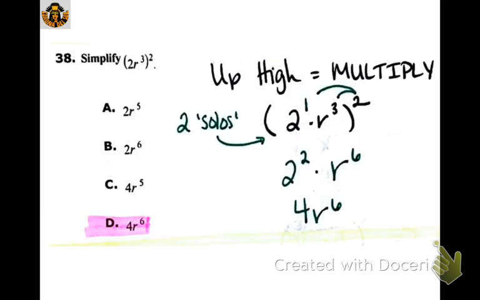This is the properties of exponents. So remember, when there's a number on the outside of the parentheses, everybody has to get it. So the 2 has to get it, right? So 2 squared and then r, and then you got to multiply the powers. So that would be 2 squared r to the 6th. And so that's why it turns out to be 4r to the 6th.